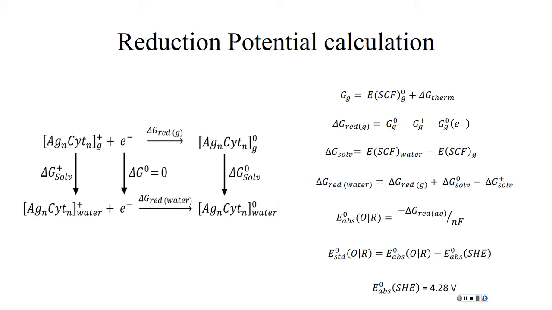But this reduction potential is kind of the absolute reduction potential of the reactions. If we want to compare with the experimental results, we need the standard reduction potential. So what I did, I took the standard hydrogen electrode reduction potential from the literature and calculated all the standard reduction potentials of my species using the last equations.